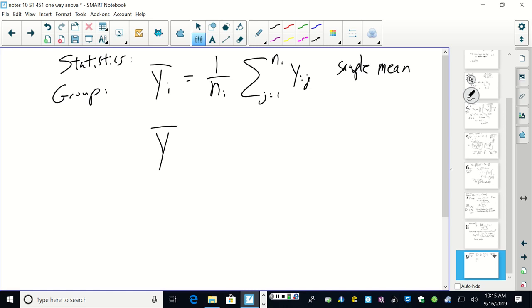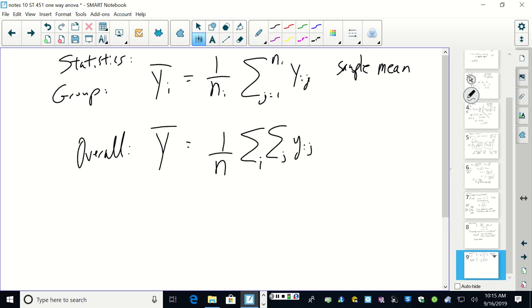A useful comparison is the overall mean. We had n as the overall sample size, and so if you add up all the observations, I'm going to just leave off the limits there, this would be a sum over all groups and all individuals. This is equivalent to taking the sample size times each y bar i in there. So there's an overall average.